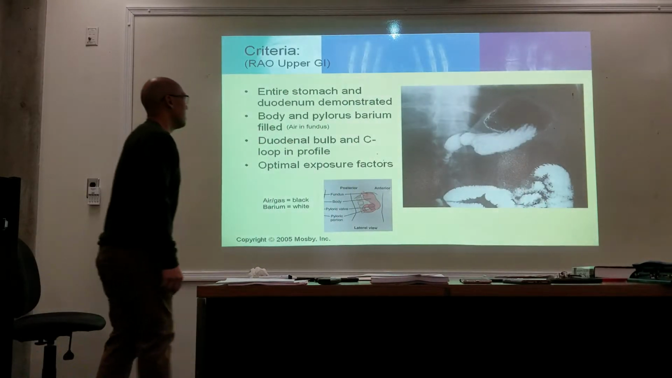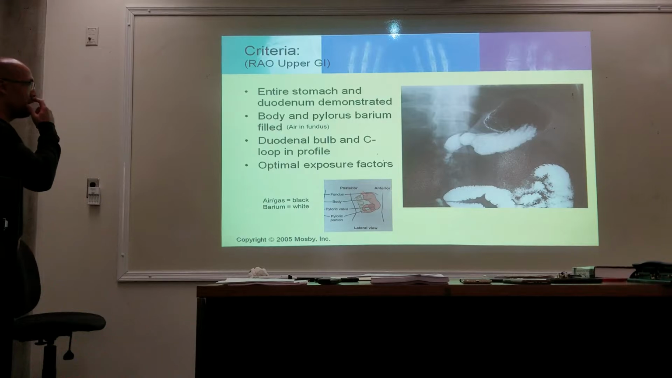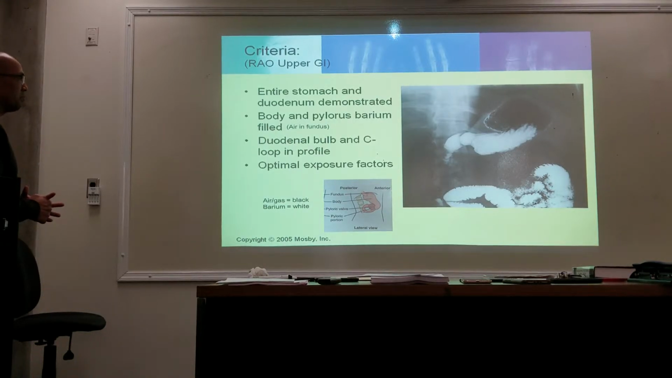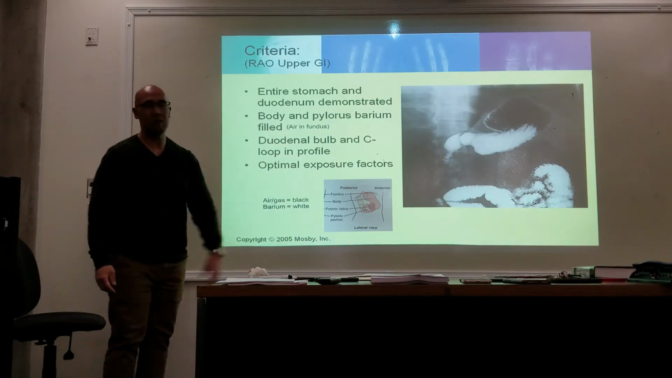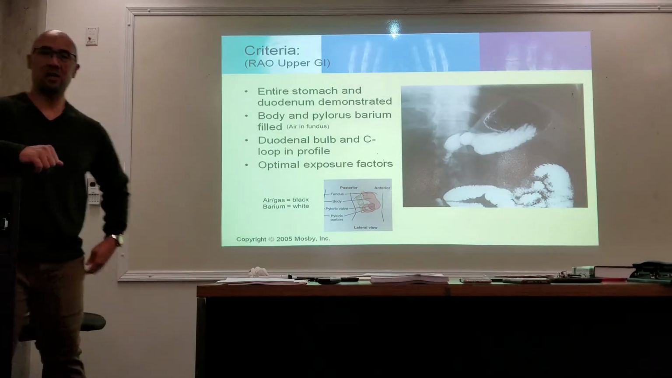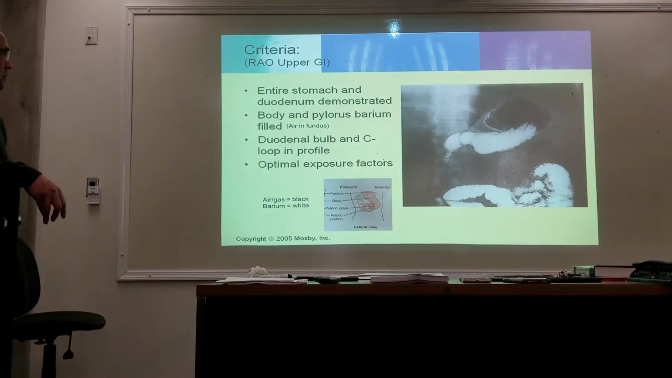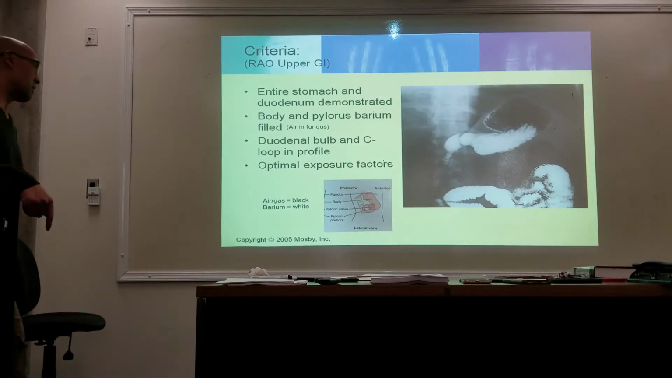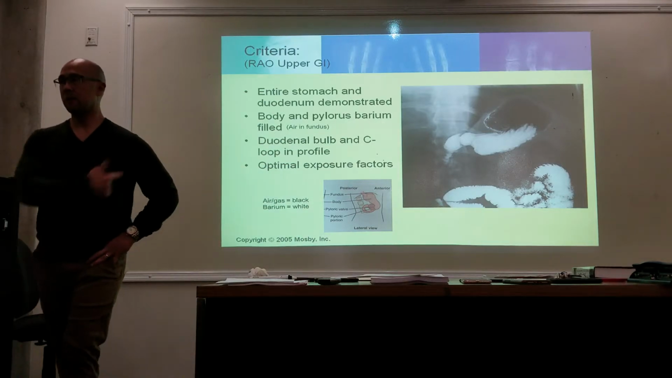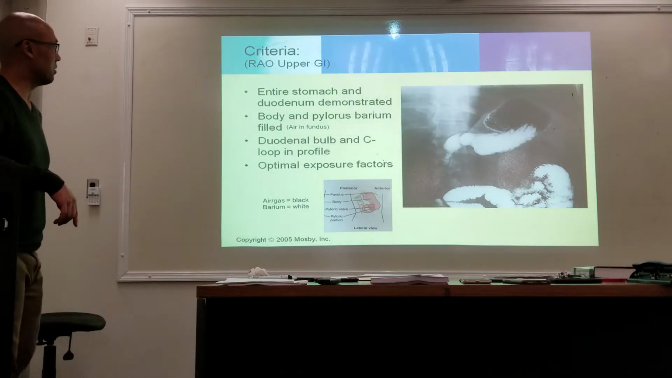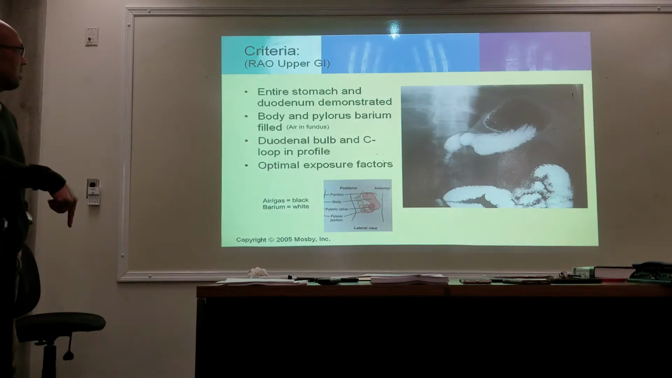All right, so the entire stomach and duodenum is demonstrated. The body and the pylorus are filled with barium. And I put this up here for you guys so you can put that on your notes too. And air is in the fundus, in the RAO position. And I put this up here too for you guys as reference. I'll upload the new version for you guys. As we said, the RAO is good for the duodenal bulb, and the C loop is also in profile.